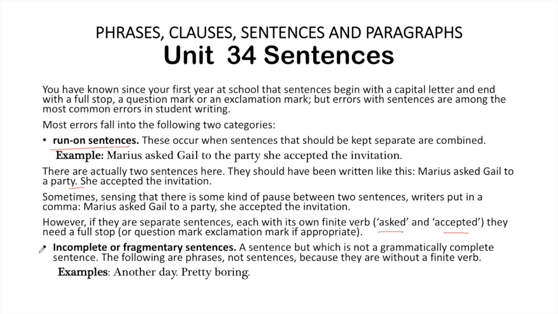The second type of mistake that is often made with sentences is the incomplete or fragmentary sentence. Here, students write sentences that are not grammatically complete. They are often phrases, not sentences, because they are without a finite verb. For example, another day, full stop. Pretty boring, full stop. You can see just by looking at them, they don't have enough detail or information to be a complete sentence. Let's look at the activities.